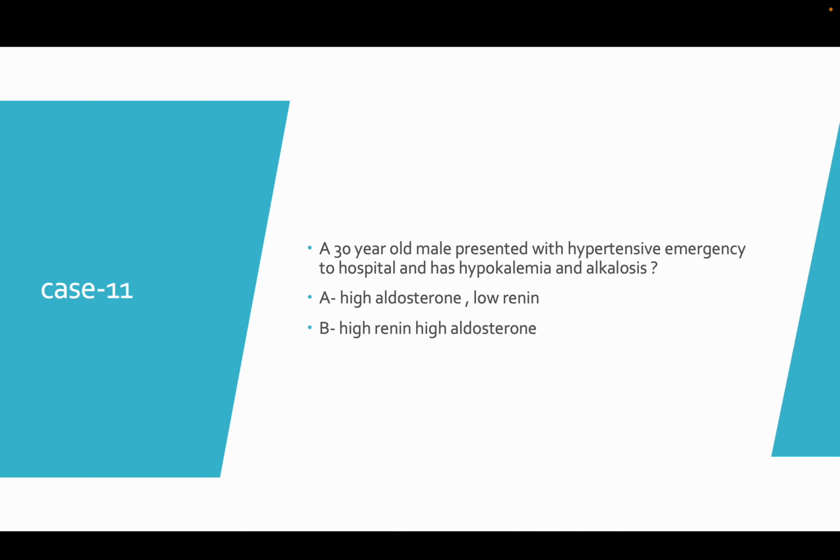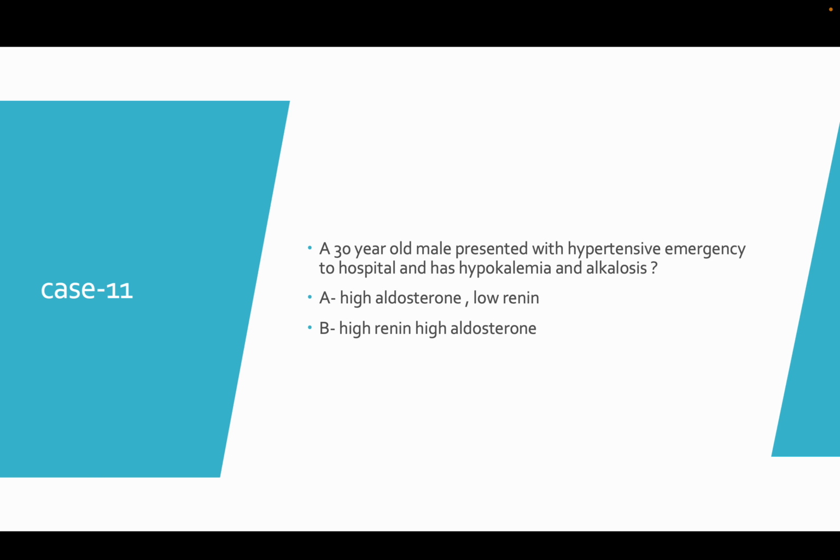The second possibility in this case: if the patient has high renin and high aldosterone, so both renin and aldosterone are very high. In those cases you should get a renal artery Doppler, because the possibility is renal artery stenosis. Renal artery stenosis can cause high renin and high aldosterone because there is decreased perfusion to the kidney per se. It causes increased renin and also increased aldosterone. So RAS, renal artery stenosis, is a possibility.